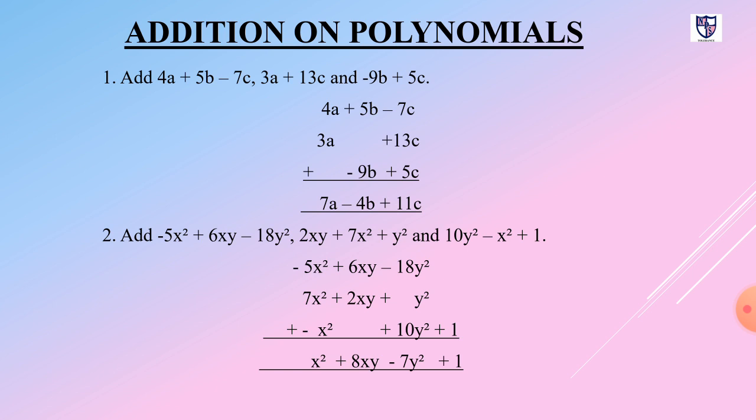If we are doing it vertically, then we write each term with respect to the same variables. If any variable is missing from the expression, we will leave the place and not write anything. Just like I have written the expression here. 3a is written just below 4a. We don't have any term with variable b in the second expression, so we will leave its place blank. Now add accordingly, starting with the rightmost, minus 7c plus 13c.